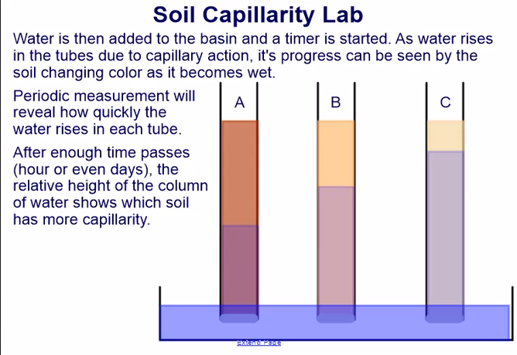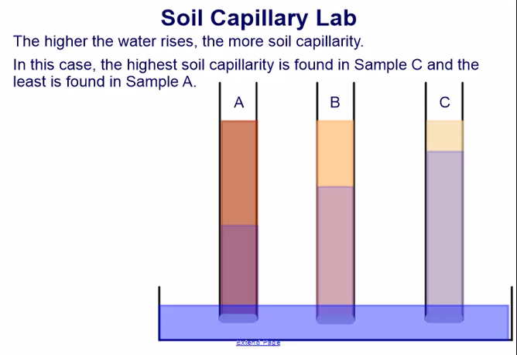As water rises in the tubes due to capillary action, its progress can be seen by the soil changing color as it becomes wet. Periodic measurement will reveal how quickly the water rises in each tube. After enough time passes, hours or even days, the relative height of the column of water shows which soil has more capillarity. The higher the water rises, the more soil capillarity. In this case, the highest soil capillarity is found in sample C, and the least is found in sample A.